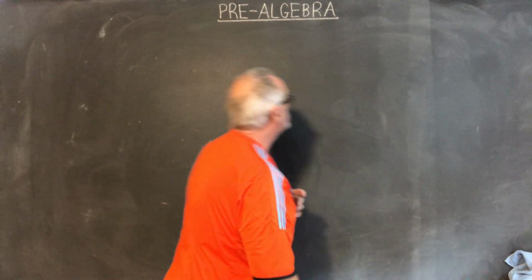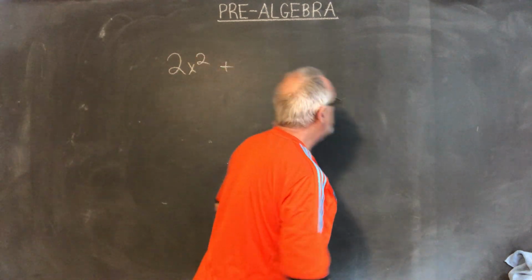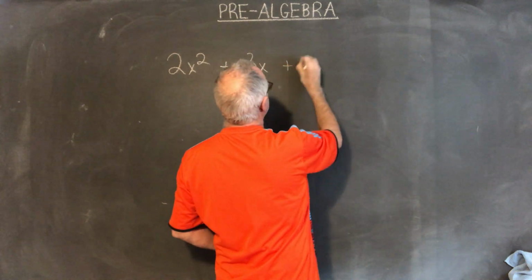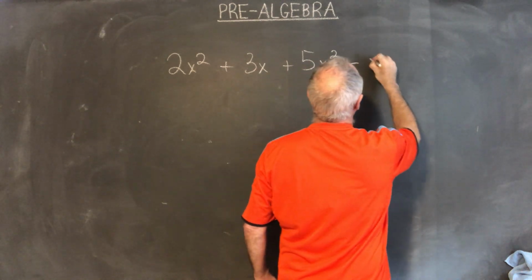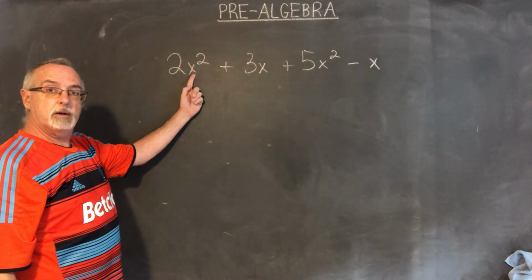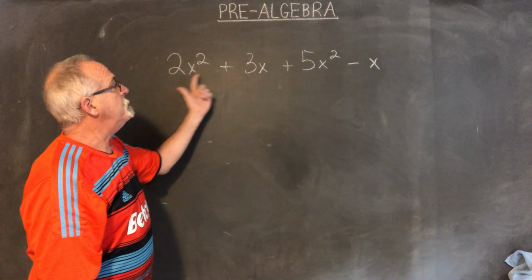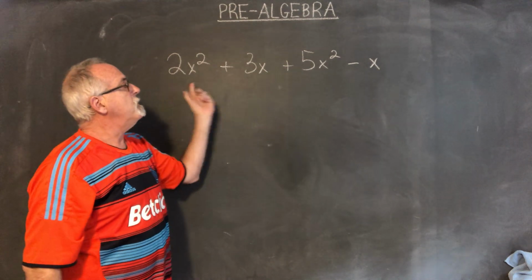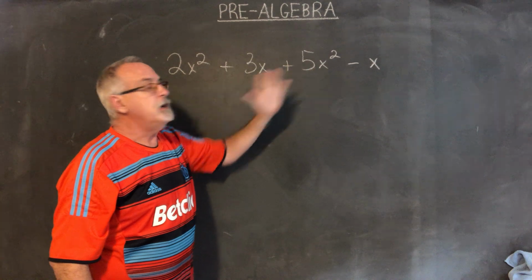Here's one. I don't want to start with too big a one. How about 2x squared plus 3x plus 5x squared minus x. So we have this term that has x squared. And we have this other term that has x squared. And we should be able to combine them because it's like apples and apples. And then we have this term that has an x. We can't combine it with these other two because that's like an orange. Apples, no, orange. Oh, there's more apples. I can combine my apples.